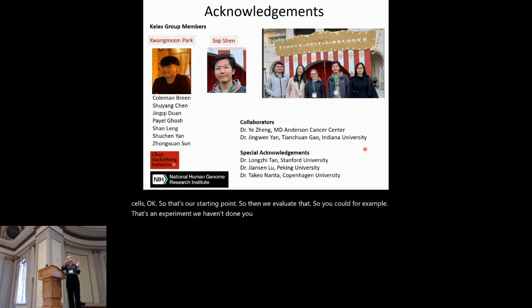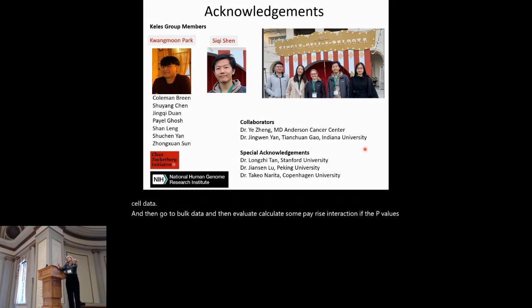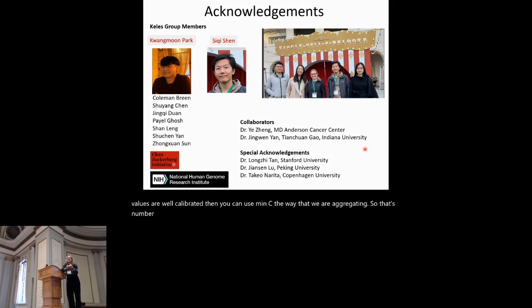You could take candidate cliques based on single cell data, and then go to bulk data, and then evaluate, calculate some pairwise interaction. If the p-values are well calibrated, then you can use MinC the way that we are aggregating. So that's number one. And the second thing is, since the single cell data is there, I don't think we need to bulkify. Because we have the replication, we should use it, get a better p-value out of this replication. So those are the two remarks I want to make.